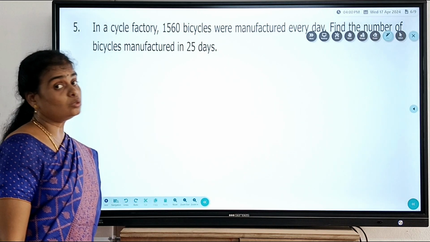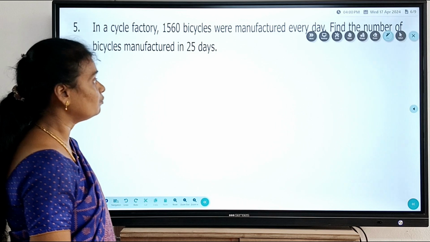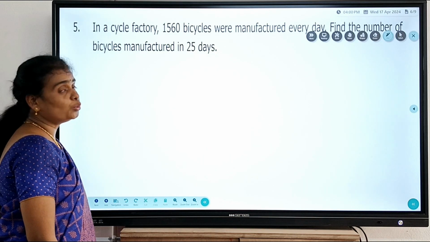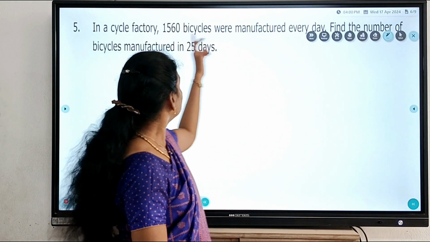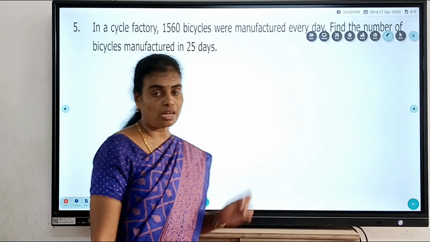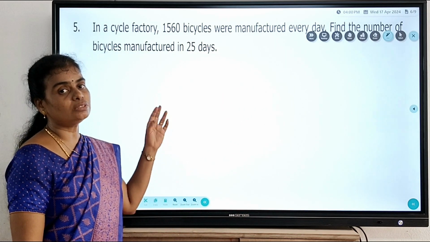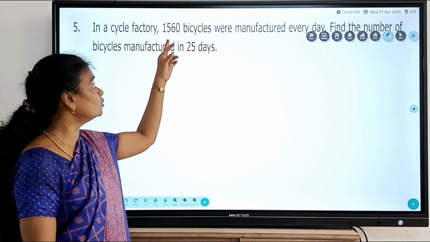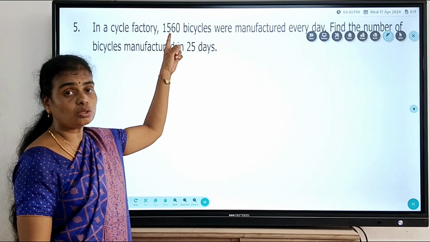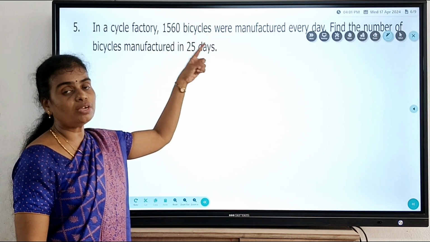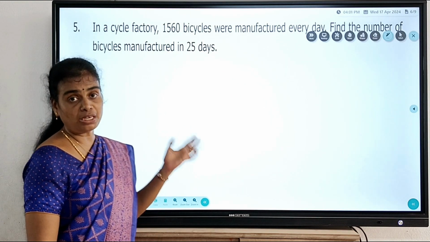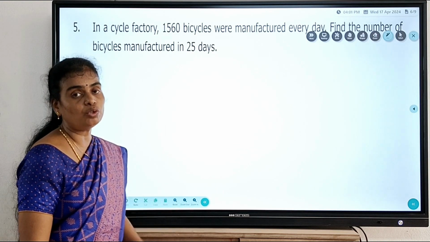In a cycle factory, 1,560 bicycles were manufactured every day. Find the number of bicycles manufactured in 25 days. So what are we going to do here? For one day it is given as 1,560. Therefore, for 25 days, how many cycles are they going to manufacture? We have to find out. So how can we find the answer for this sum? We have to multiply this 1,560 with 25. Because for one day we are manufacturing 1,560, therefore for 25 days we have to find the answer. If the value is given for one day and we are going to find the value for many days, we surely have to multiply.